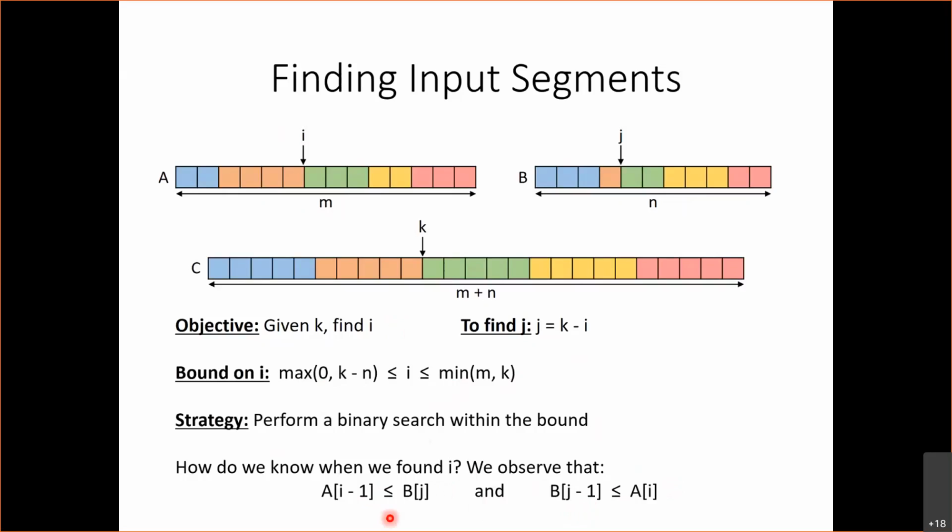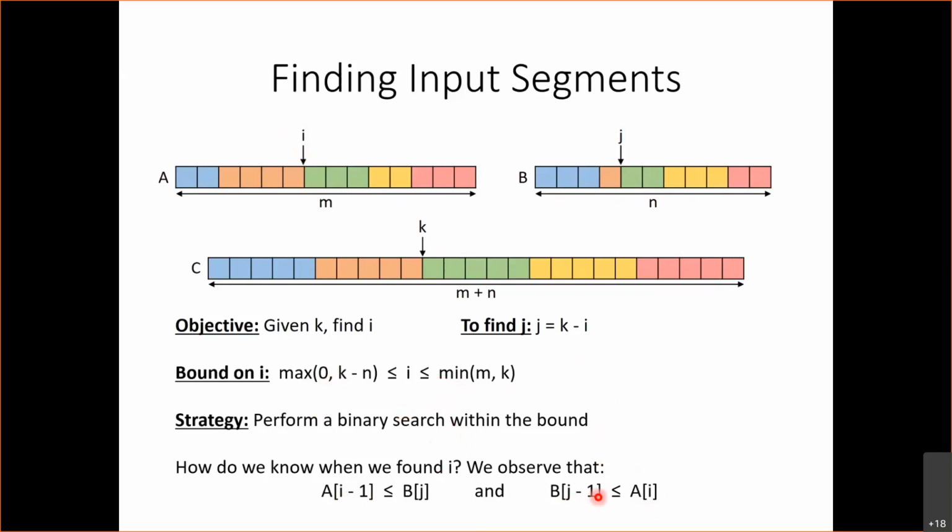Okay? Note that one of these conditions is not enough. It's not enough for A of I minus 1 to be less than or equal to B of J. Okay, we also need B of J minus 1 to be less than or equal to A of I. Otherwise, this element way over here is going to be less than the element way out here. But that doesn't mean we found I, because the next element is also less than the previous element.